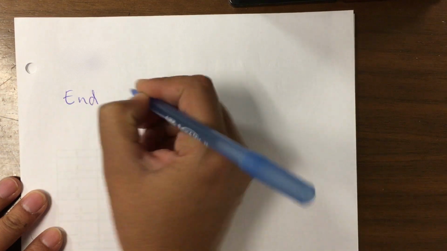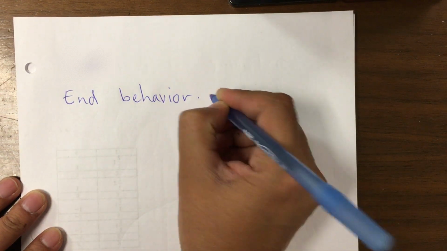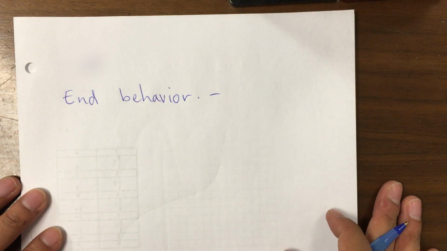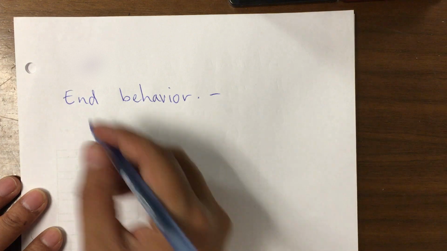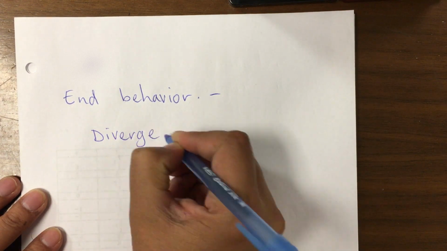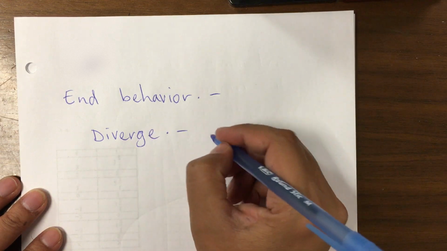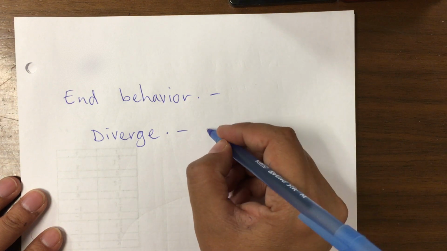Now we're going to learn about end behavior. And with end behavior, we have two different types on graphs. One is called diverge. And diverge is when the graph moves away from the x-axis forever.